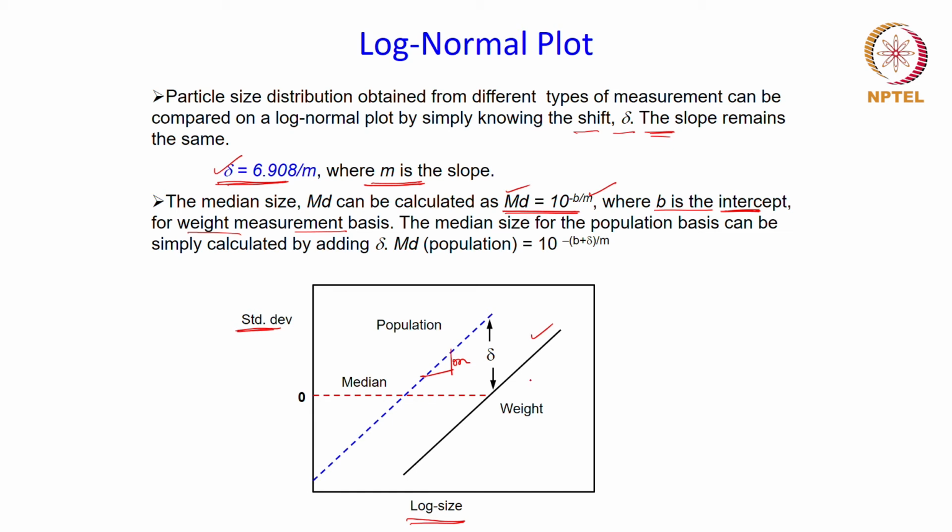Now, if you want to calculate the median size for another basis, for example, the population basis, that can be simply obtained by adding this delta value, right. And therefore, the MD or the median size for the population based data would be 10 to the power minus B plus delta by m instead of B by m, right. So, that is the advantage of this. As I said, you can compare data from different bases by simply knowing the shift between them, or the delta.